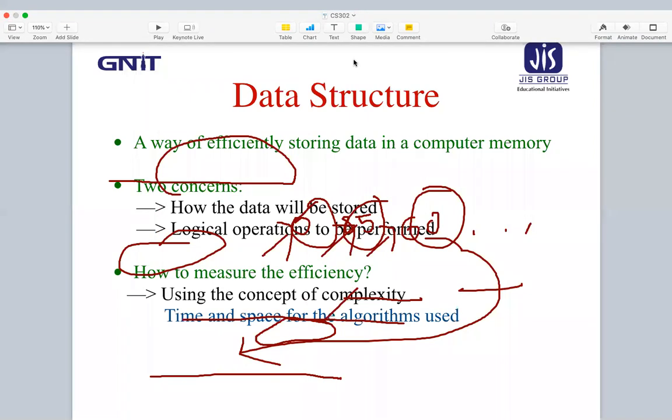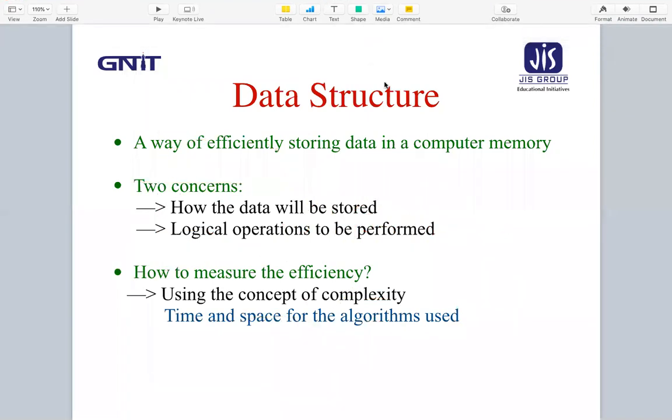Now, let us see this. What is a data structure? Now we know what data is. Now what is a data structure? Suppose I write a small program here. Let me write a small program here.